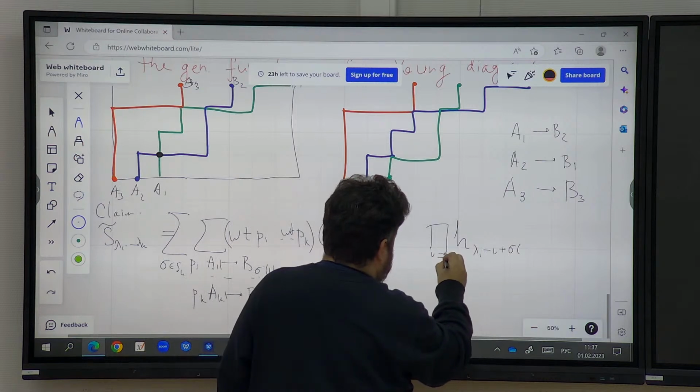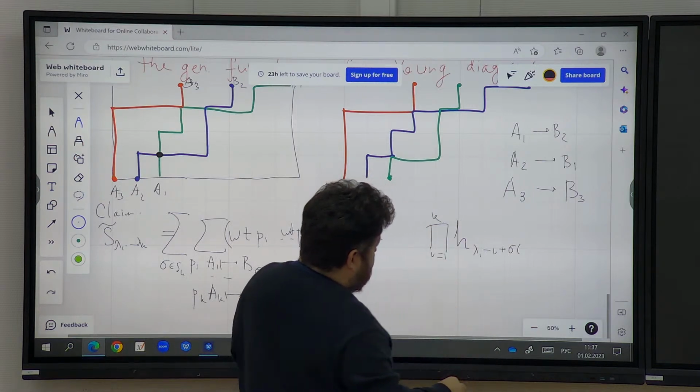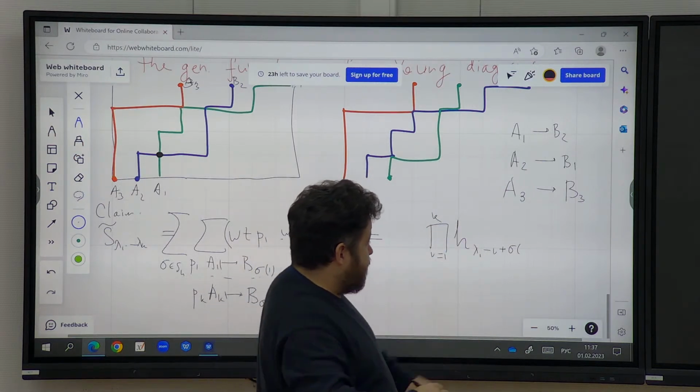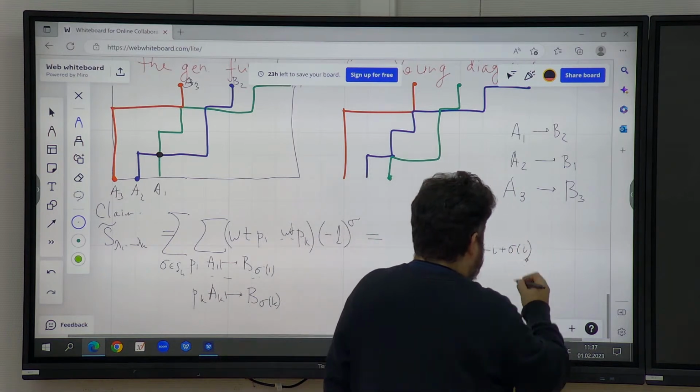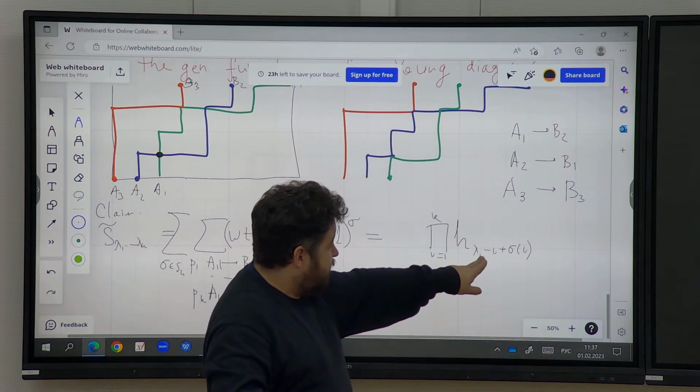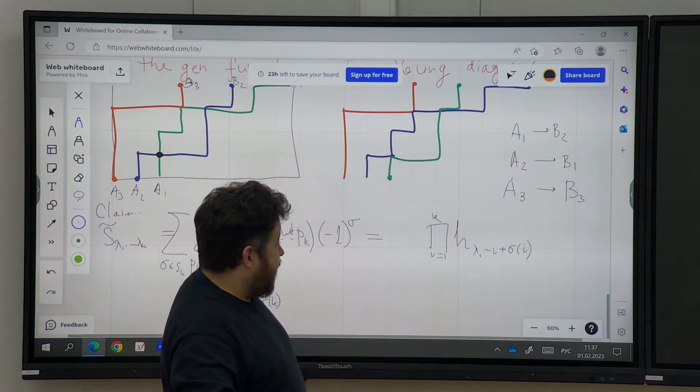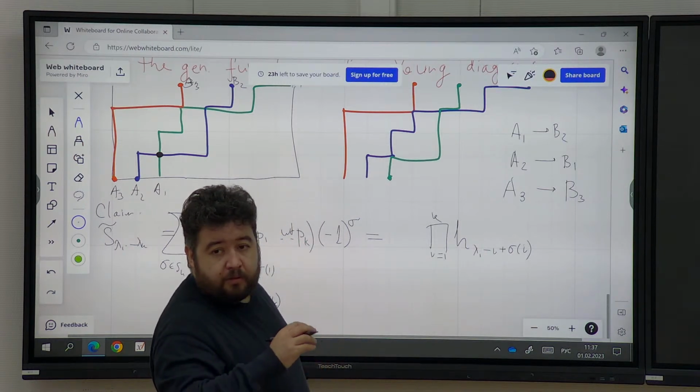So i from 1 to k, h lambda i minus i plus sigma of i, because this is the number of steps the i-th path needs to go.